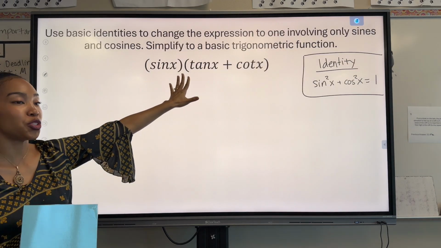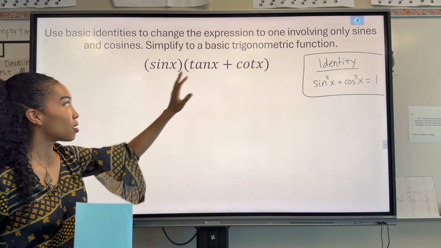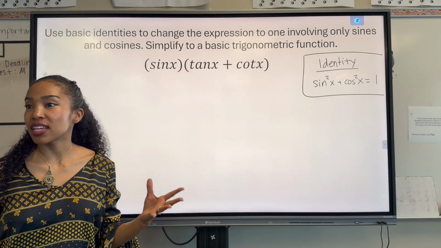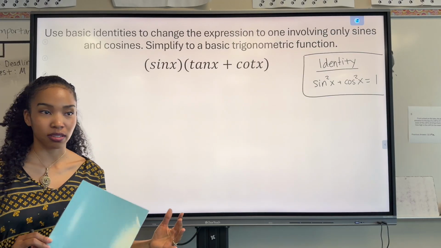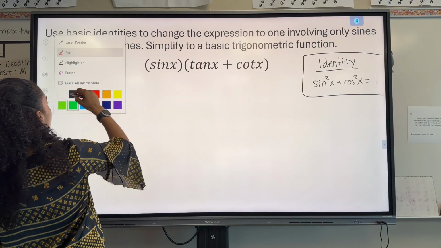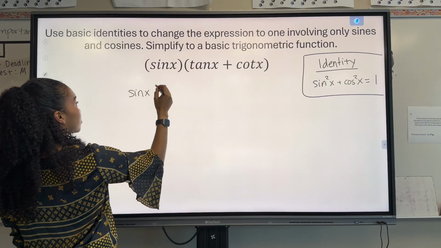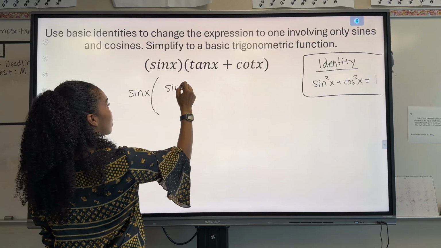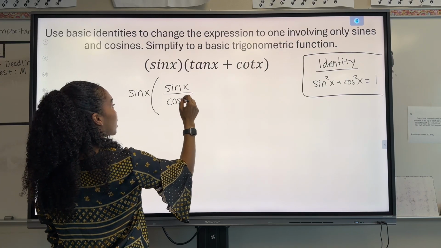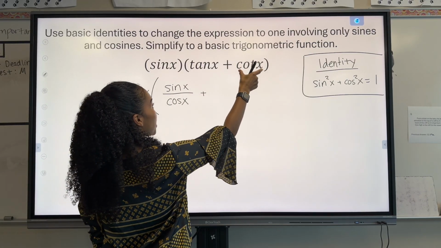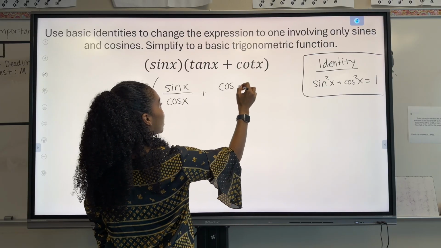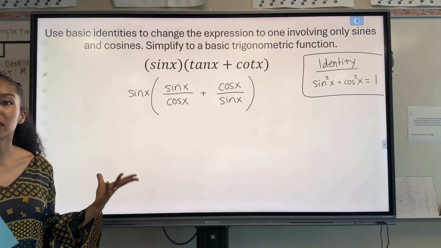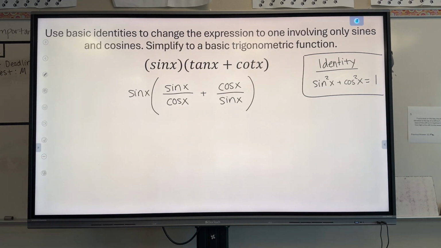So we're going to do this one. This one is algebra heavy. So the trick is to change everything in terms of sine and cosine, okay? So I have a sine out here, that's okay. Tangent can be written as sine over cosine. Cotangent can be written as cosine over sine. You always want to put things into sines and cosines. It'll help you simplify.